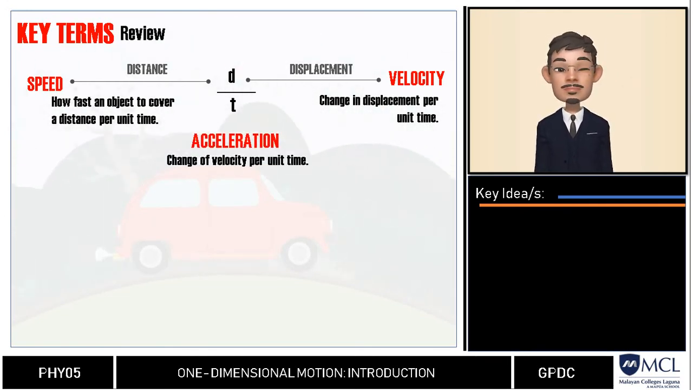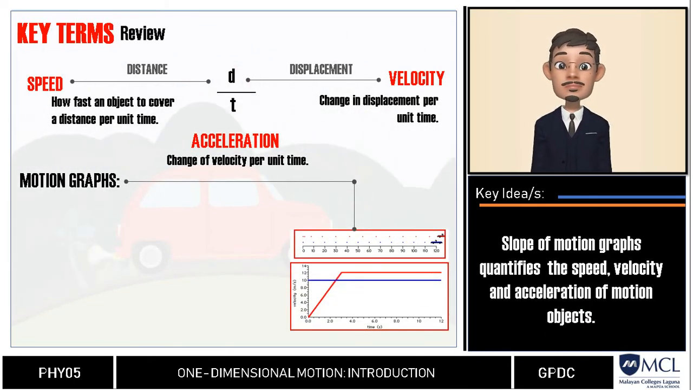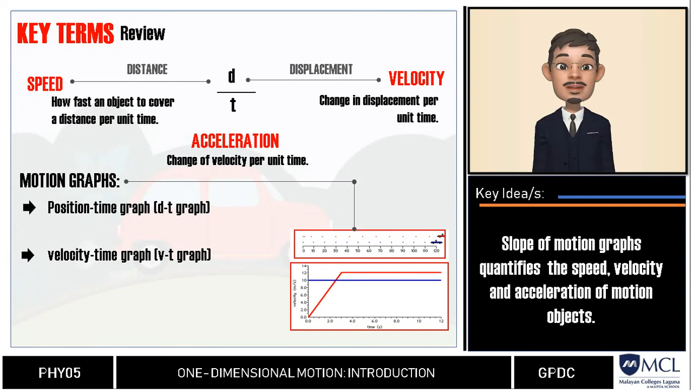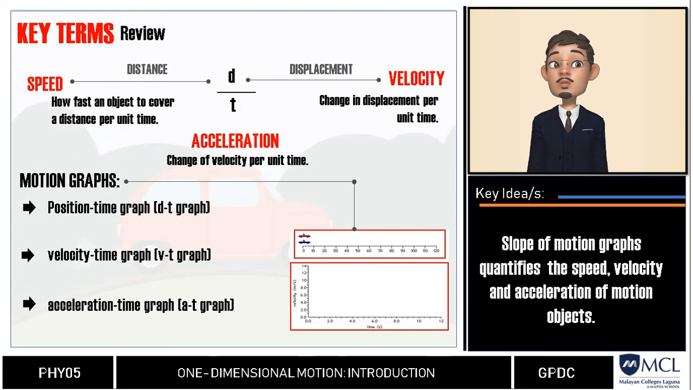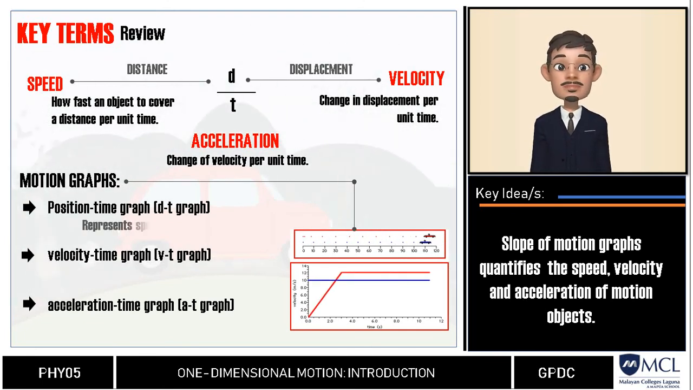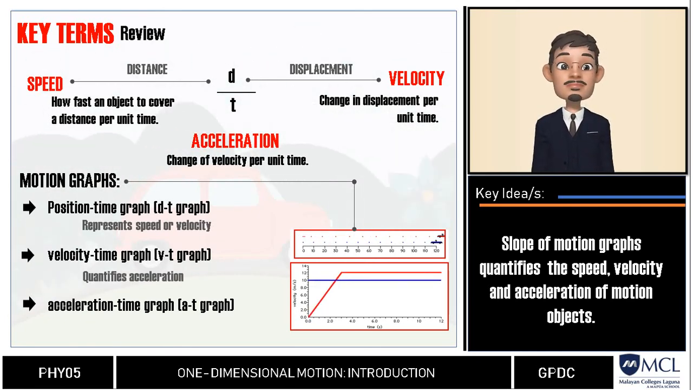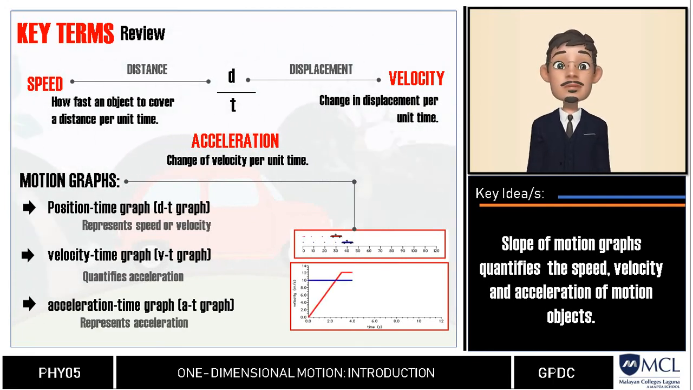In this lecture, we will use motion graphs to represent how the objects are moving. There are three motion graphs that you will meet throughout this course, namely the position-time graph or the dt graph, the velocity-time graph or the vt graph, and the acceleration-time graph or the at graph. These graphs are important in our study of linear motion because the slope of a dt graph represents the velocity or speed of the object, while the slope of a vt graph quantifies its acceleration. Finally, the area under the vt graph tells us about the object's displacement, and the area under the at graph will give us the object's velocity.